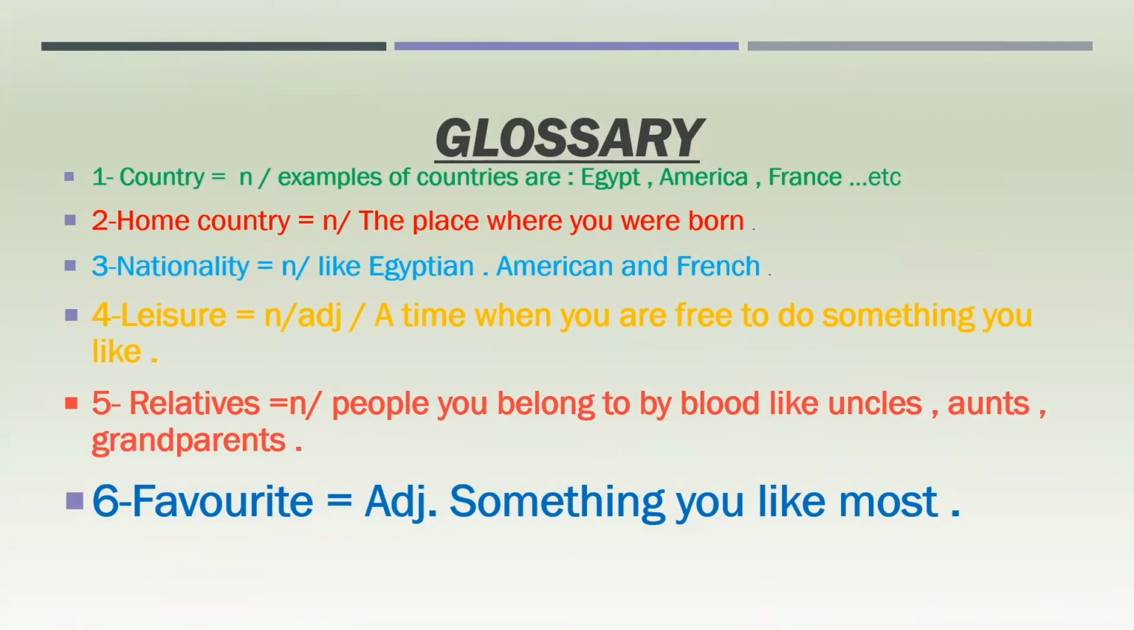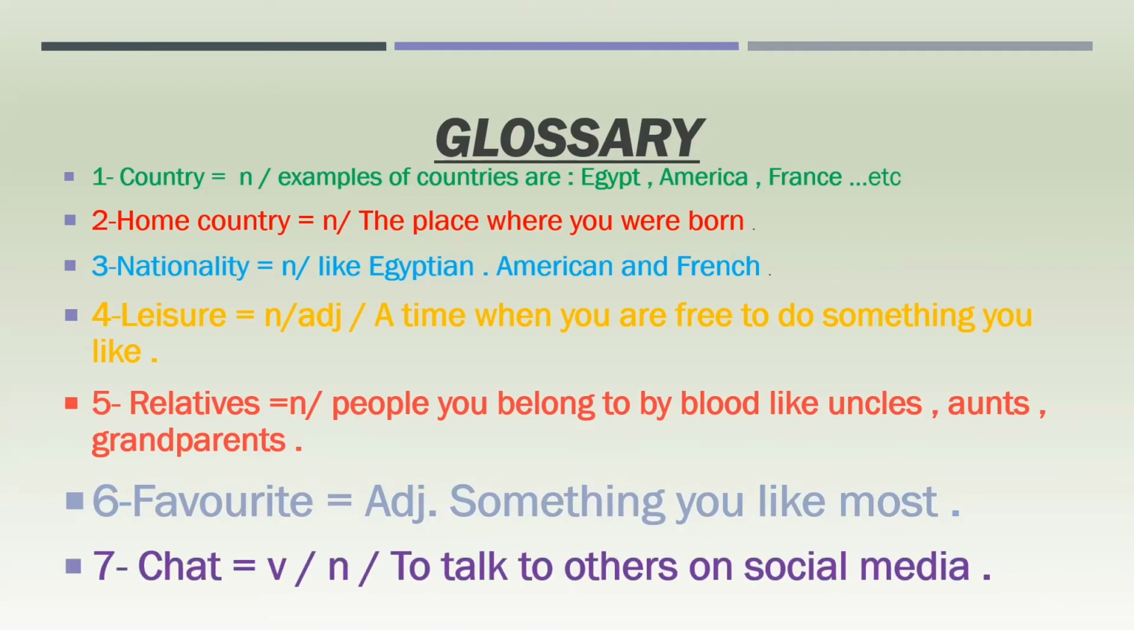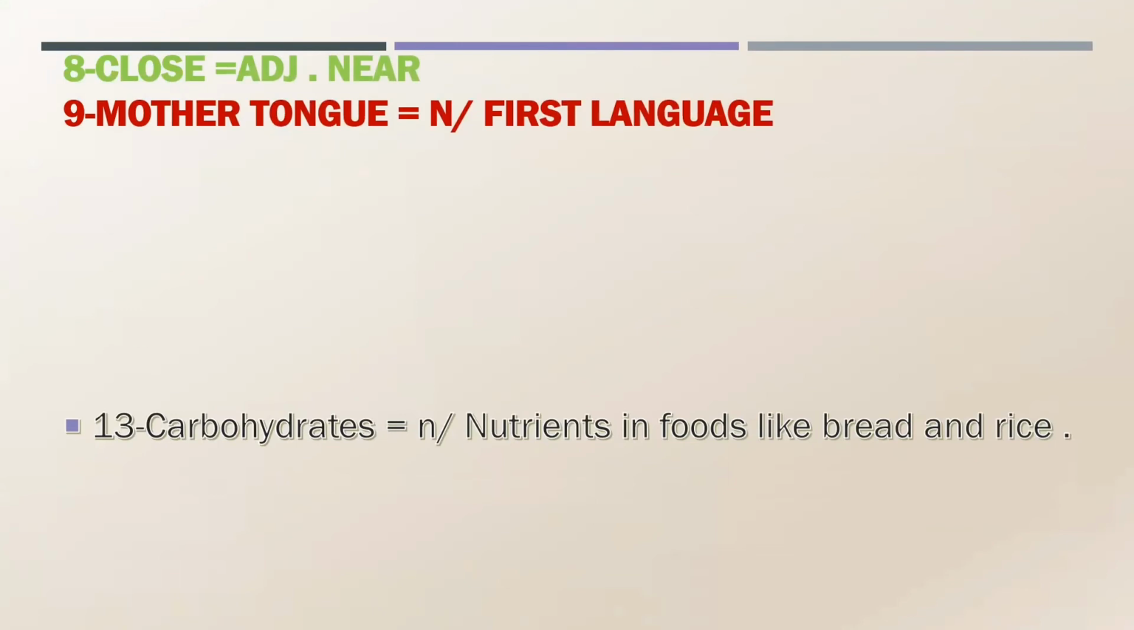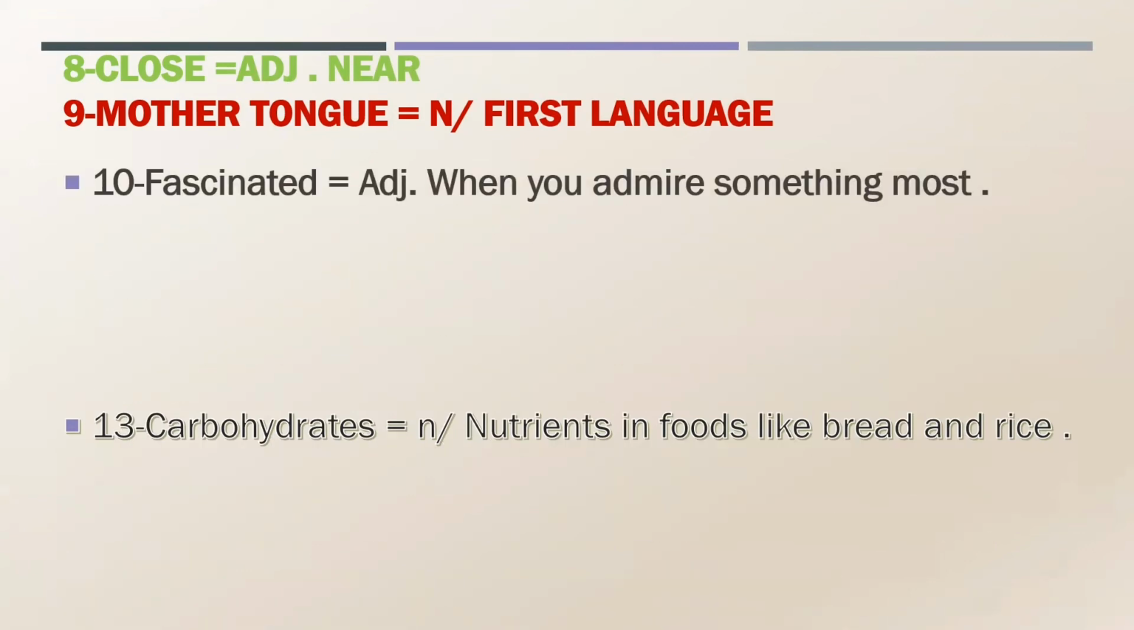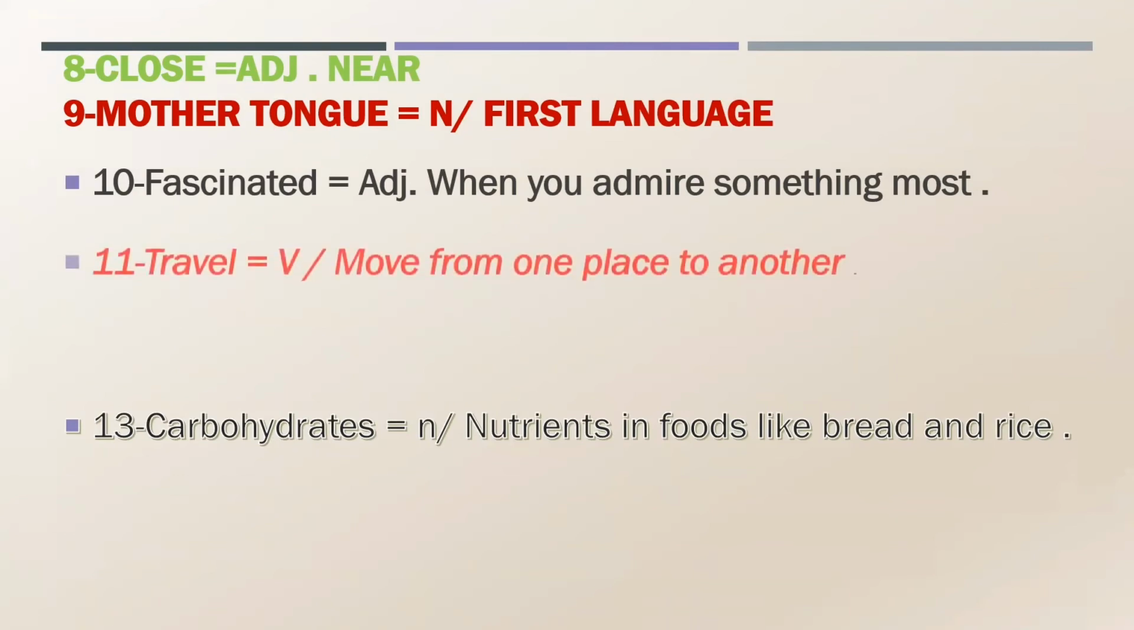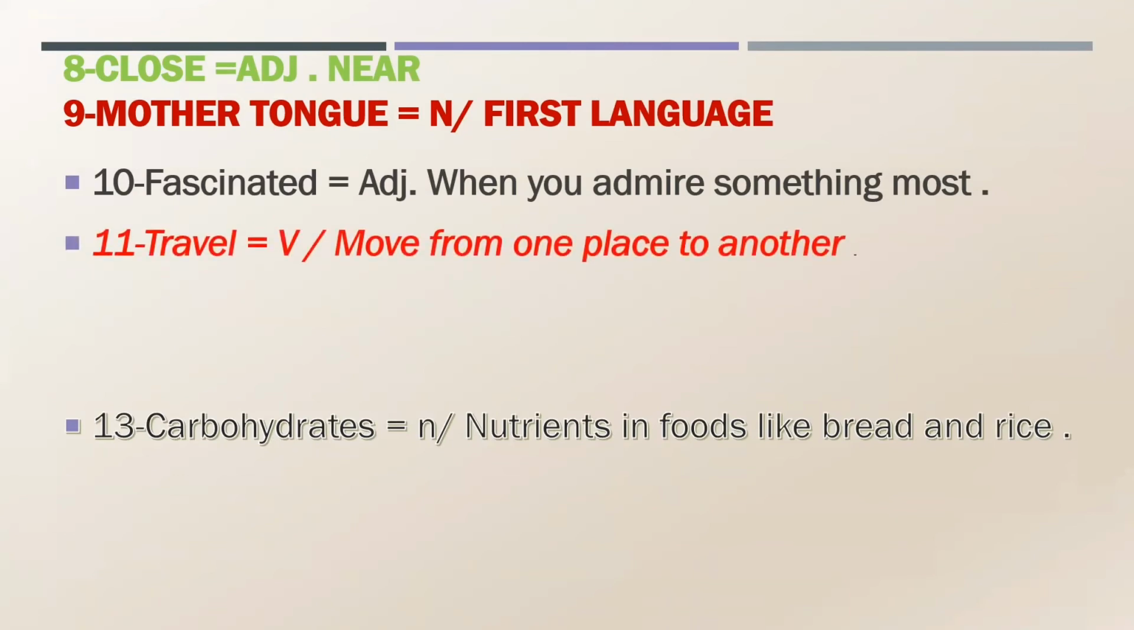leisure, British pronunciation, and leisure, American, relatives, favorite. Then we have chat. Then we have clothes, mother tongue, fascinated, travel. Remember to pronounce a sh sound between the t and the r, so it is tra, not tra. The same is correct with d and the r. With d and r, we have to pronounce sh in between, so it is travel.